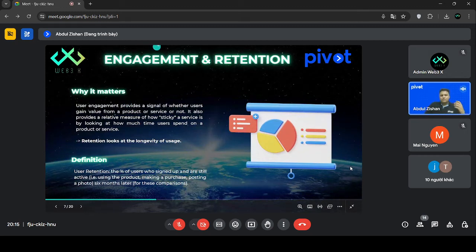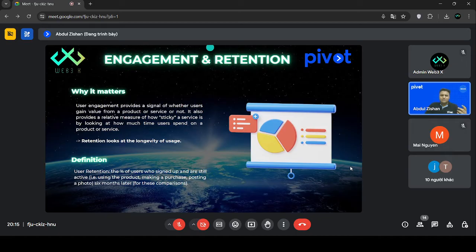Now we will talk more deeply about engagement and retention. User engagement and retention are key indicators of whether users find value in your blockchain product or service. Engagement measures how much time users spend on your platform, while retention looks at how long users continue to use your product over time. Engagement and retention in our space take on unique forms. It could be the traditional daily active users and monthly active users. Here it becomes daily active wallets, monthly active wallets, token holder retention, staking participation, governance proposal participation. These are some of the things we need to take care of.